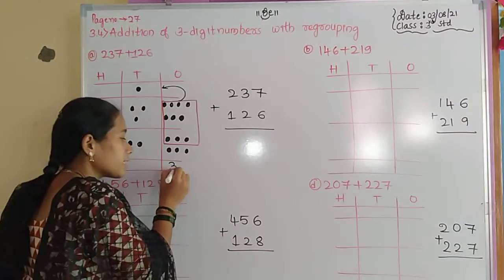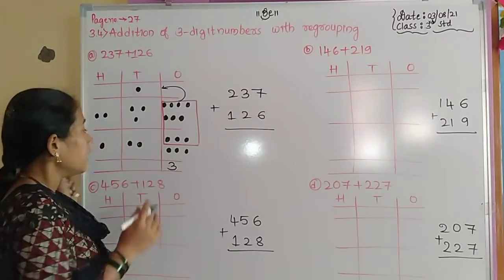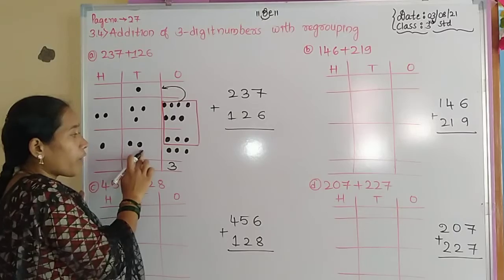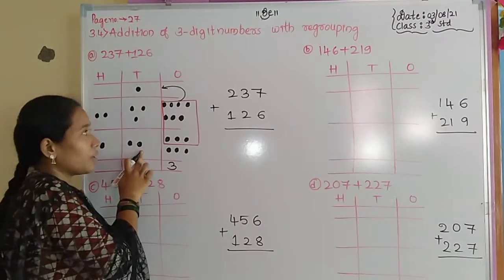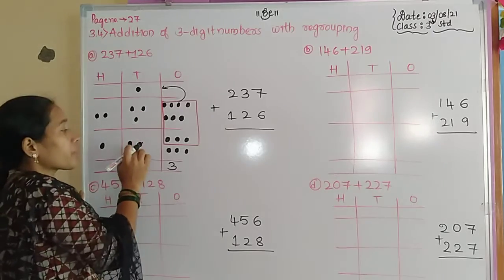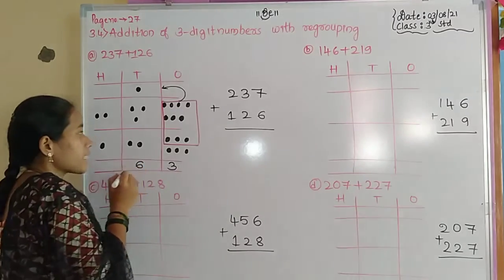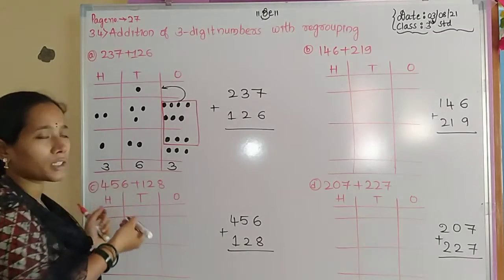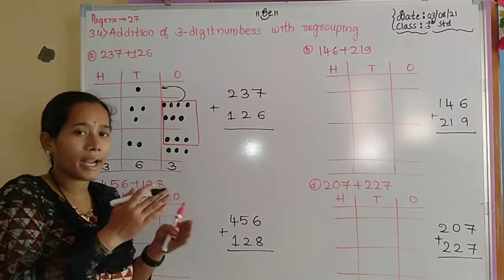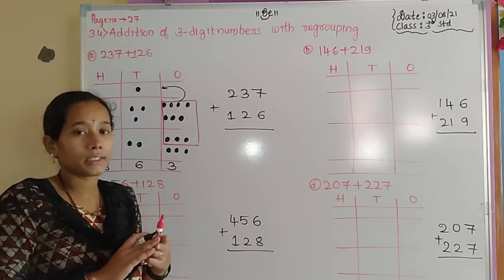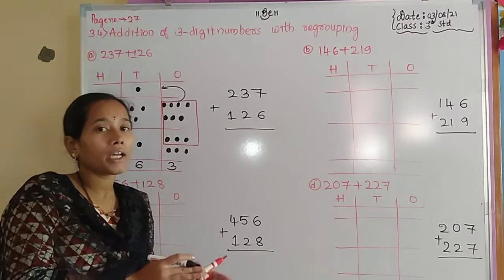So that is the answer: 3 in the ones position. Then count in the tens position: 1, 2, 3, 4, 5. 5 is the answer. No, here one more carry is there. We have to add that carry. 5 plus 1 is equal to 6. Because here we get a single-digit number, as usual write it in its position only. If we get a double-digit number, only then do we have to regroup the numbers.